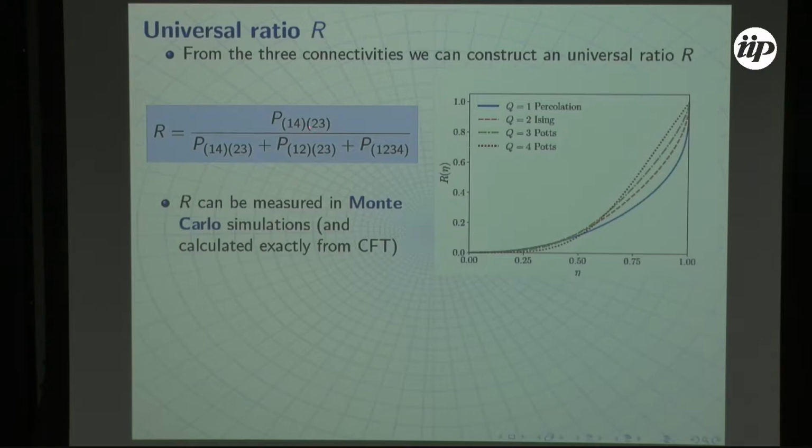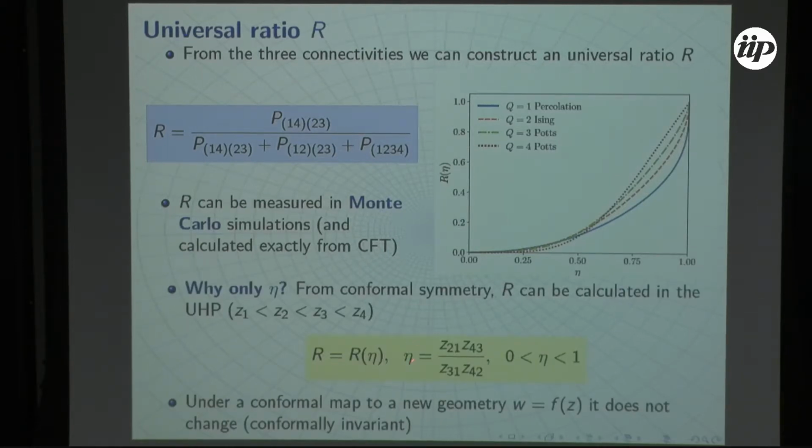In principle it is a function of 4 variables, the positions of the points at the boundary, x1, x2, x3, and x4, but by conformal symmetry, it's a function only of their cross ratio. So it's actually a function of one variable, which I call eta. Okay?